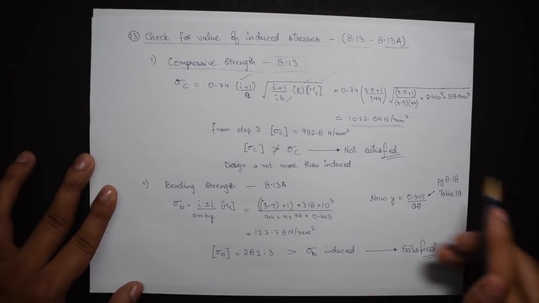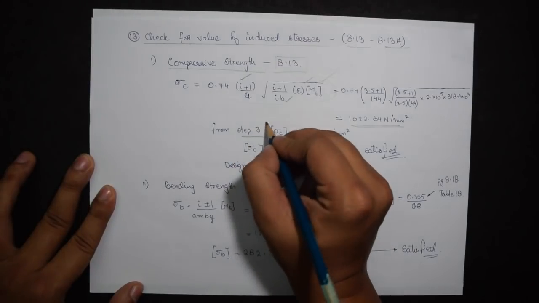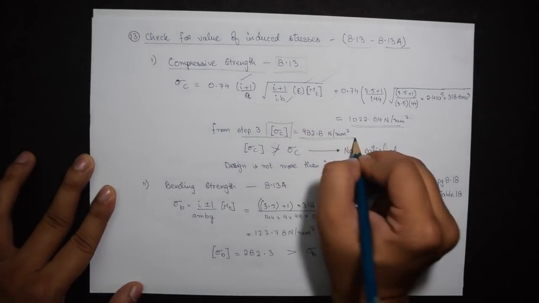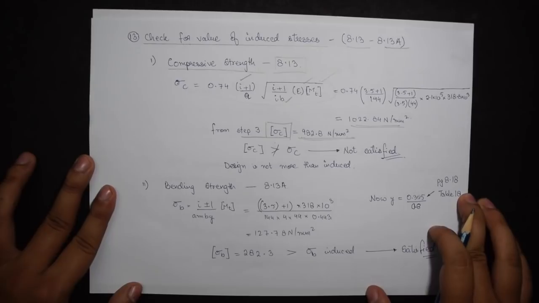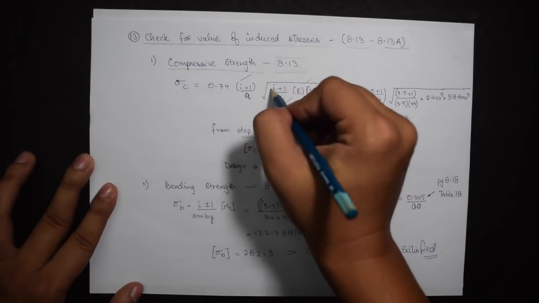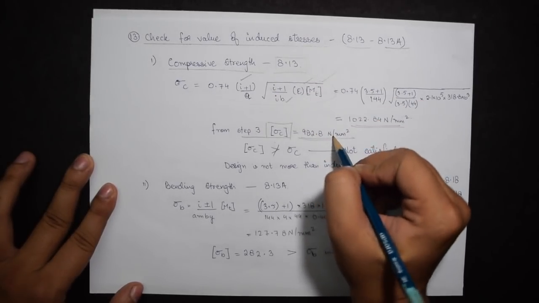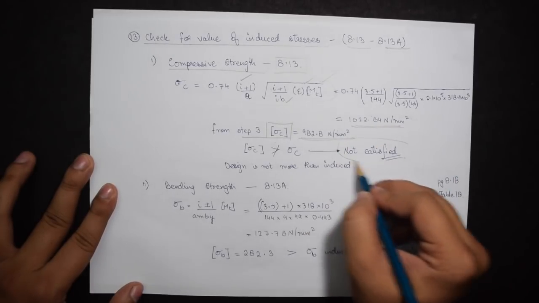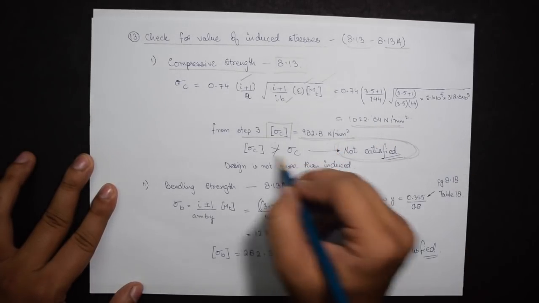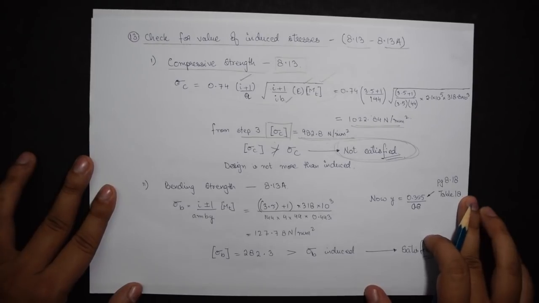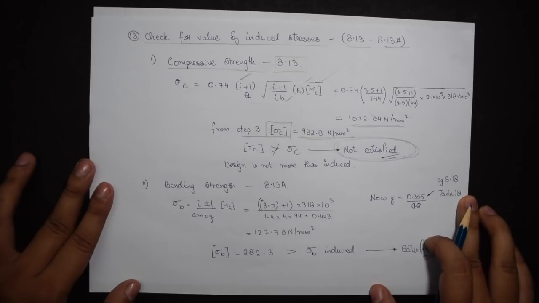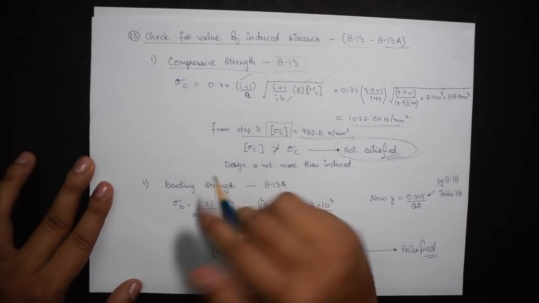From step 3, I calculated my design compressive strength as 982.8 Newton per mm square. Now the induced strength can never be greater than the design strength. So my compressive strength condition is not satisfied. So we'll have to do one more iteration for that. Now let me just check with the bending strength conditions.